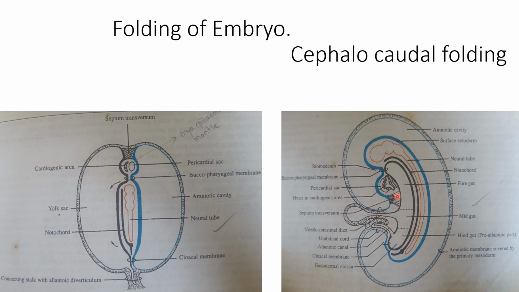First is the derivatives of septum transversum and how a partition is formed which separates the thorax from abdomen. So this septum transversum was initially lying cranial most in the embryo, but now it has come to the ventral aspect and caudal to the pericardial sac. So pars hepatica, or the developing liver bud, will divide the septum transversum in two parts.